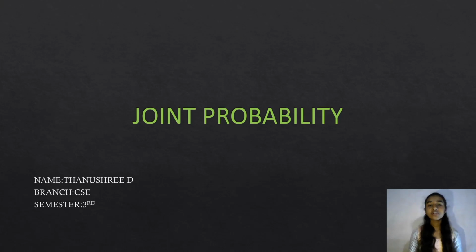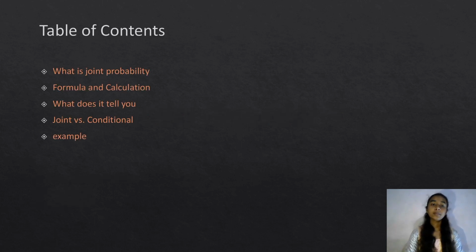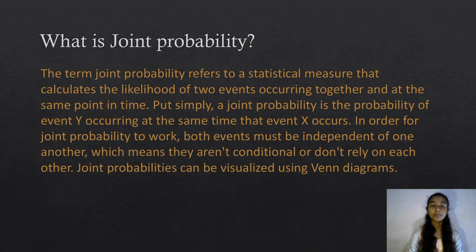In this video, we are going to discuss joint probability. Let's move on to the table of contents. What is joint probability? Formula and calculations of joint probability. What does it tell you? And joint probability versus conditional probability, and some examples. These are the table of contents. Let's move on to joint probability.